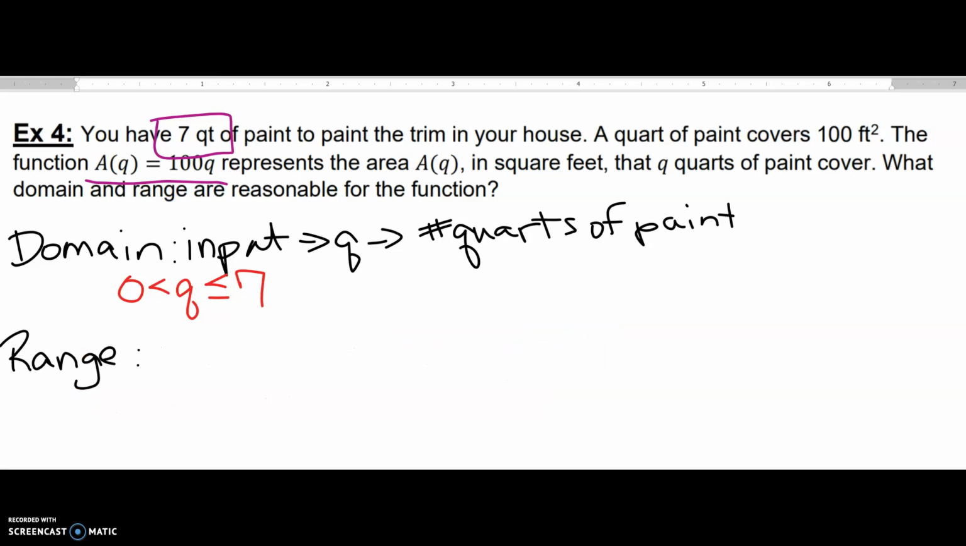So now let's look at our possibilities for our range. Now our range is the actual area in square feet that we're going to be covering with the paint. So remember, our range is dependent. That is going to be dependent on how many quarts of paint we use. So this is our output. In this case, our output is being represented by A of Q, this is our function A of the variable Q, of the independent variable Q. And this is the amount of area that we are going to be able to paint.